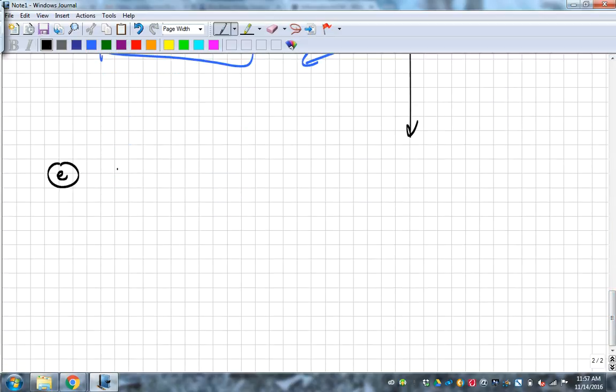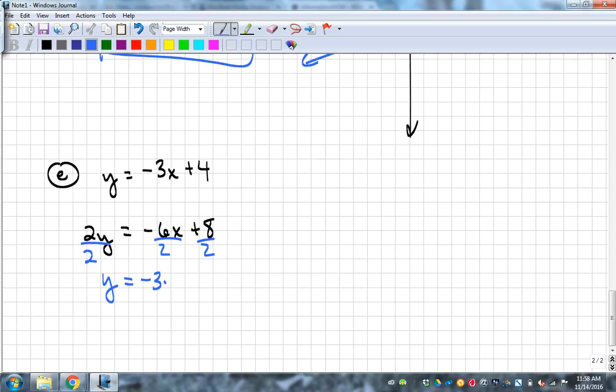Example E. y equals -3x plus 4. 2y is equal to -6x plus 8. All right. So on this second one, I'm going to divide everybody by 2. That's going to give me y is equal to -3x plus 4.